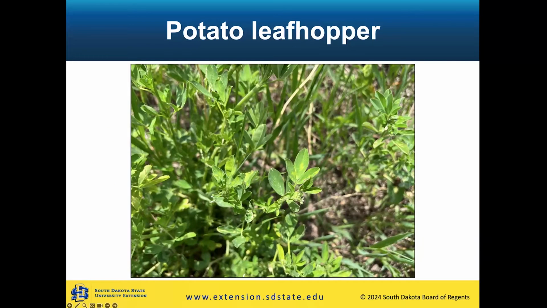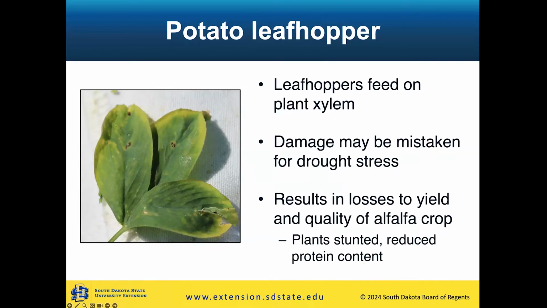And this is what it looks like. We refer to this injury as hopper burn. You'll have these yellowing tips of the leaves, really all over the place, that look like they're almost drought stressed. And there's another close up of what that looks like.